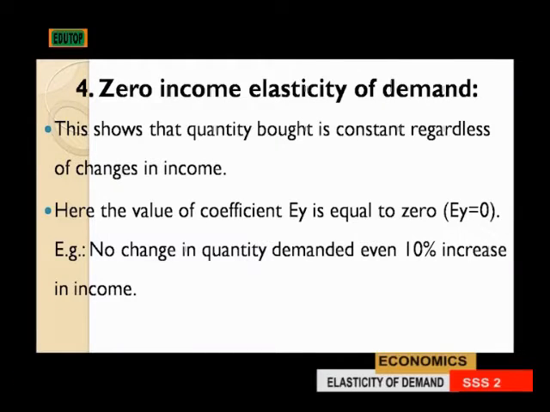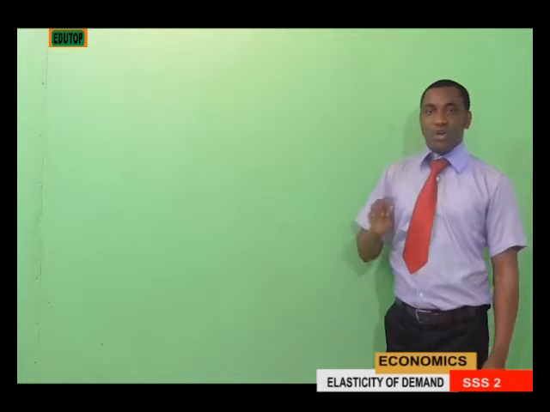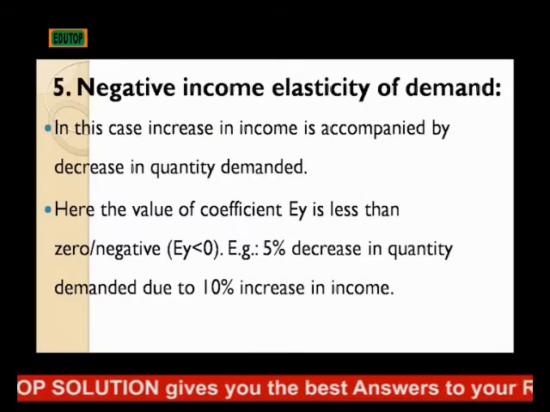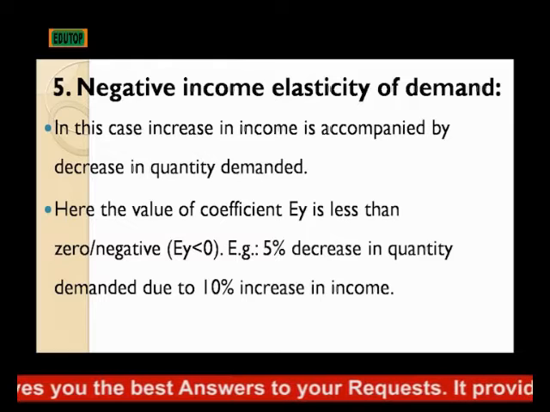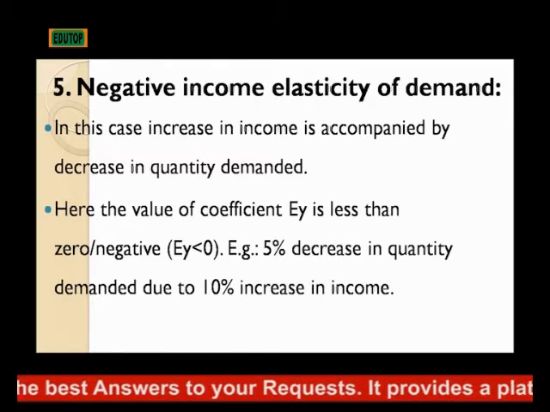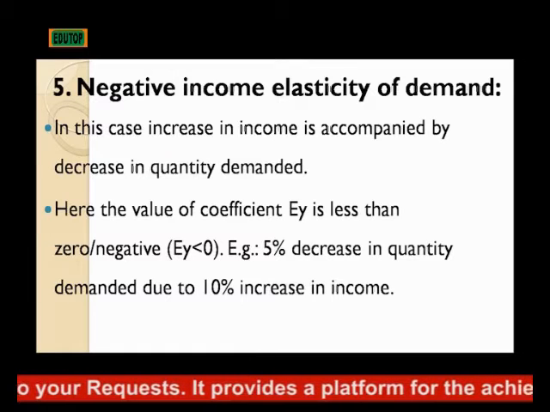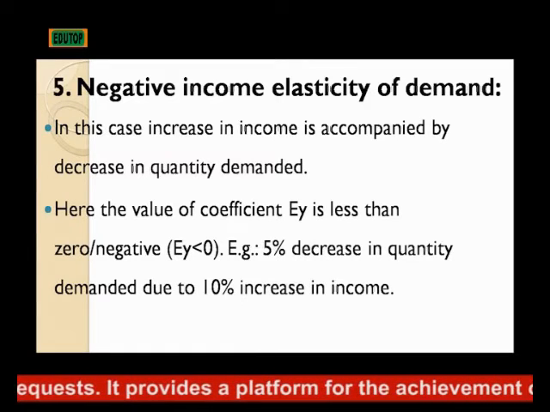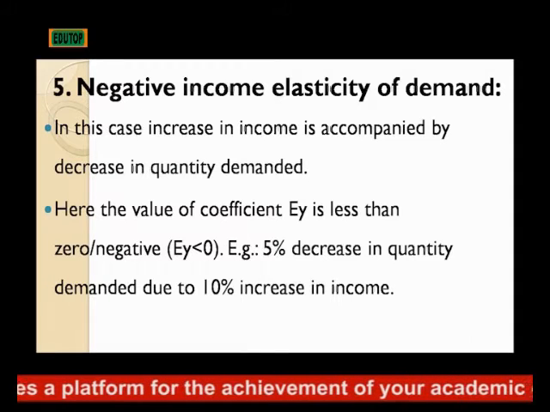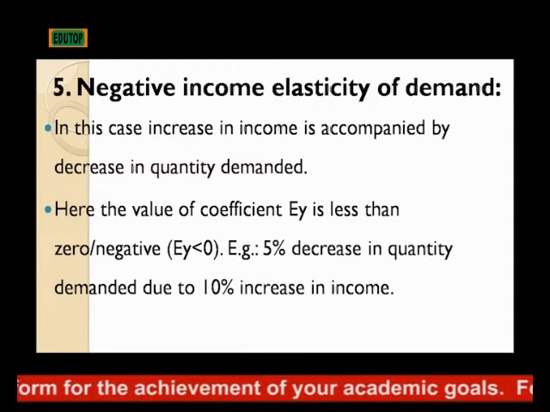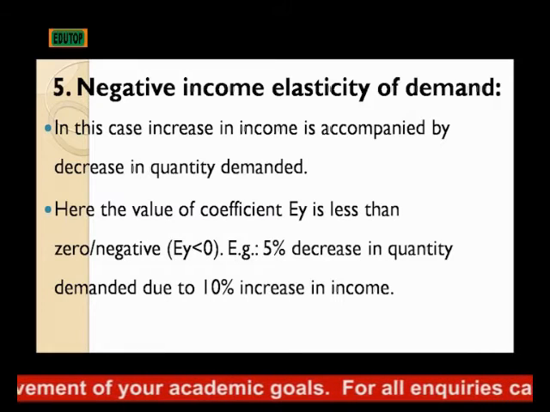Increase or reduce. And the last one, we have negative income elasticity of demand. In the case of negative, the increase in income is accompanied by a decrease in quantity demanded. And the decrease is so obvious, so glaring, that the quantity demanded is reducing drastically. In that case, we say we have negative income elasticity of demand.